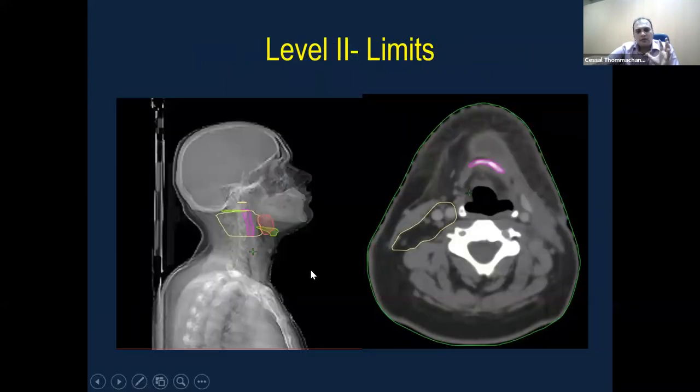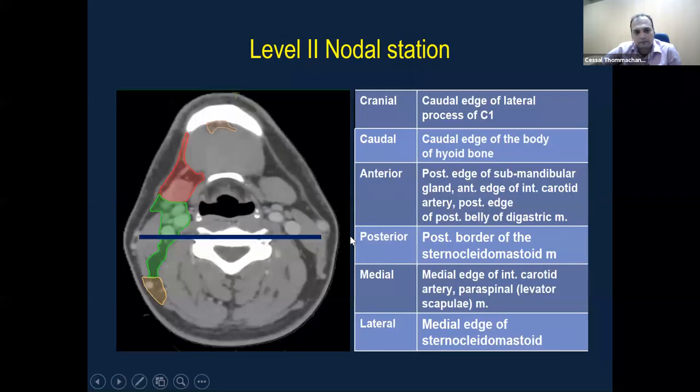Okay, so coming to the limits, the superior limit is formed by the caudal limit of the C1 vertebra, and the caudal limit is formed by the caudal limit of the hyoid bone. This is the hyoid bone. Anteriorly, it is the posterior edge of the submandibular gland. Posteriorly, it is the posterior edge of the sternocleidomastoid. Medially, it is formed by the internal carotid artery and scalenus muscle. Laterally, it is bounded by the medial edge of the sternocleidomastoid, and other structures which I have mentioned to you earlier. This we have discussed. I'm not going into the details.